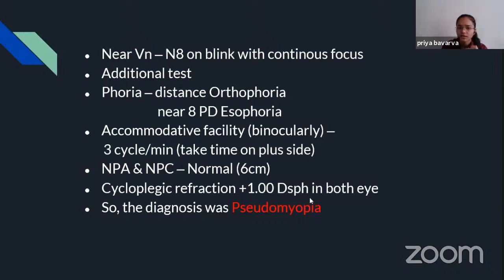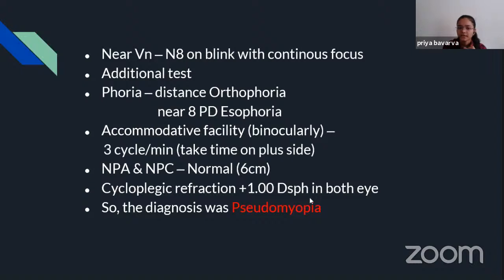The examiner performs other additional tests. In the phoria test, the patient has distance orthophoria, and at near 8 prism diopter esophoria. The accommodative facility test is performed binocularly. The accommodative facility is 3 cycles per minute, and the patient takes time on the plus side. The normal value is 11 cycles per minute, and here the patient has only 3 cycles per minute. NPC and NPA are normal, like 6 centimeters, and the cycloplegic refraction of the patient is +1 diopter spherical in both eyes.